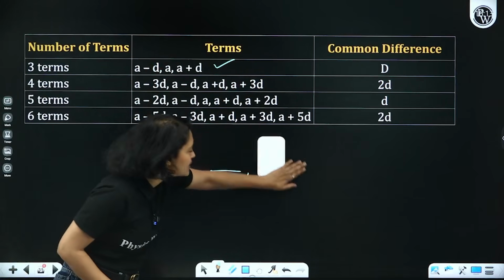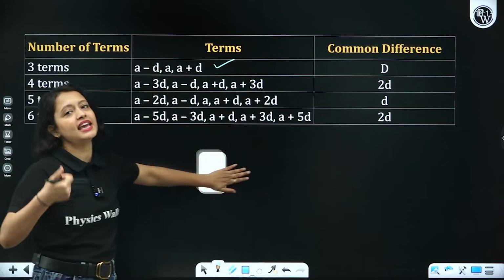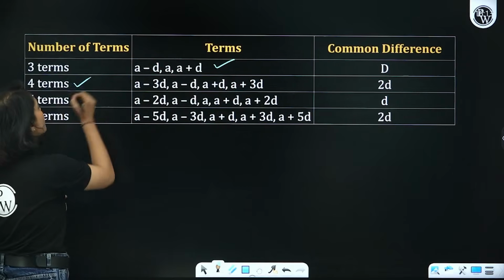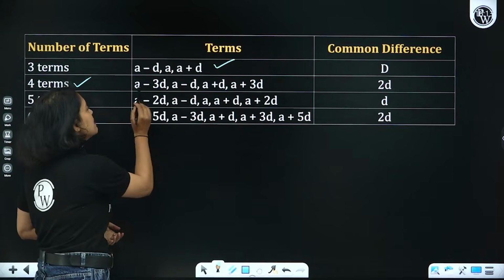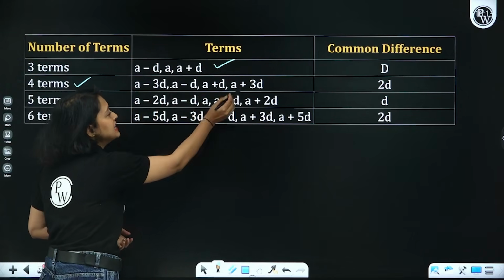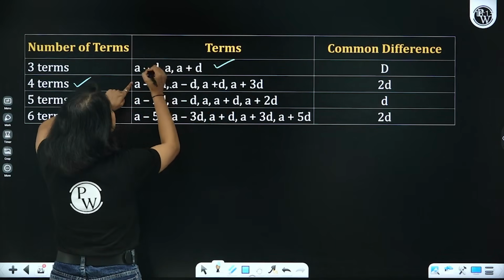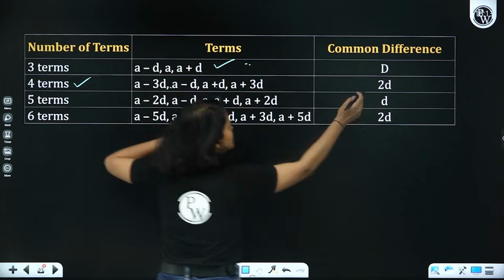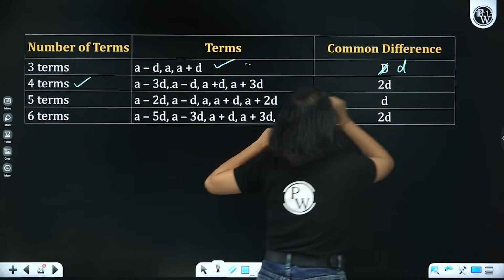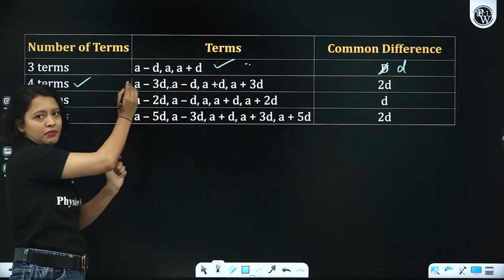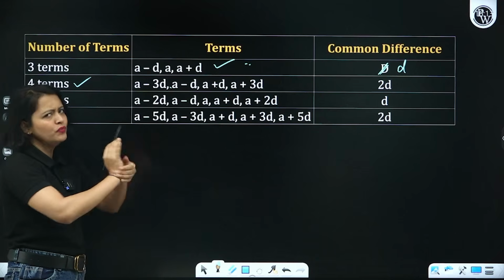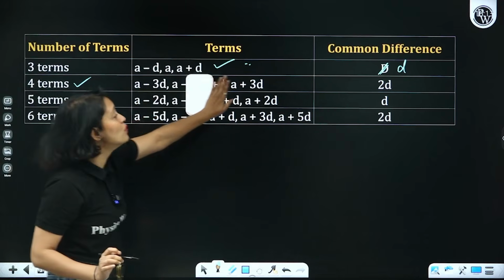Okay, so if you have to take 3 terms, you will take A minus D, A, A plus D. Similarly, if you have to take 4 terms, everyone, you will take A minus 3D, A minus D, A plus D, A plus 3D. Now look. In the first scenario, clearly the common difference is D. Clearly, A minus (A minus D) gives you D. But in the second scenario, what is the common difference?